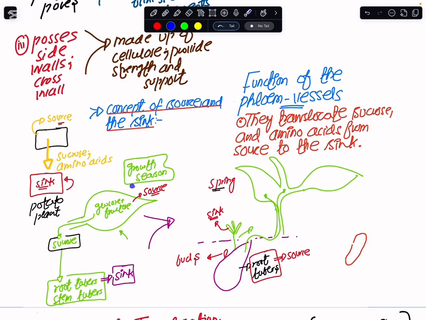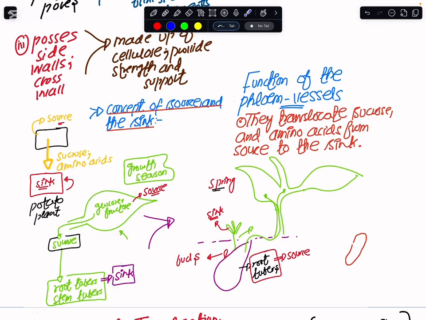And when night comes and the leaves stop photosynthesizing, we have to break down this sucrose into the form of starch in which it is stored in the sink. And then when we move it back toward the leaves at night, the underground organs of the plant, like the root, can act as an underground storage organ. So at night that would become a sink and the leaf would become a source.